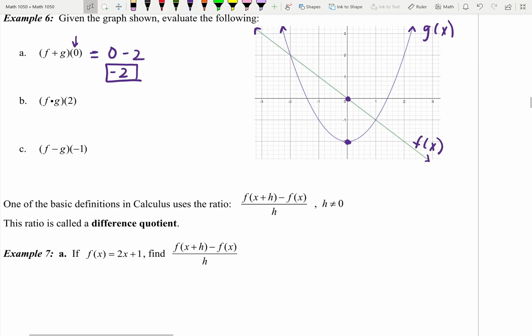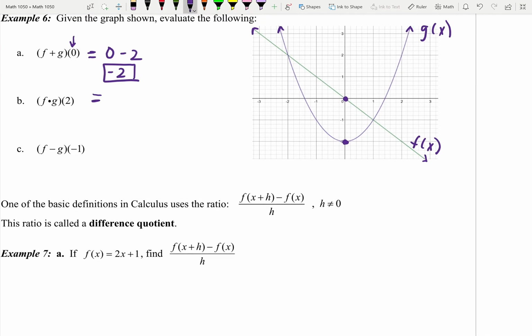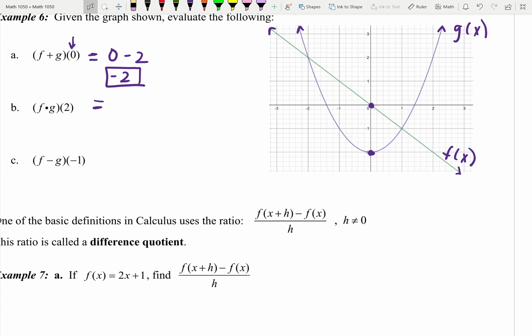Okay, this one means find f of 2 and multiply it by g of 2. Okay, so I'm going to get rid of these dots because that was for the last one. So now I'm going to go to an x value of 2. That's to the right 2. So I'm using this point and this point. Okay, f of x is the green one. What is y when x is 2 on that green graph? Well, it's down 2. So that would be negative 2.